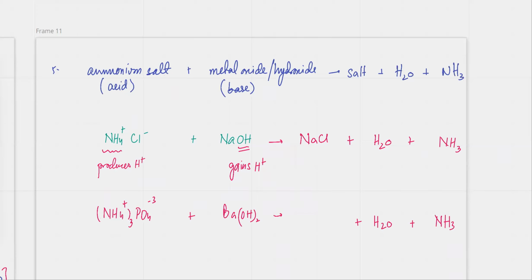So what are you left with? The salt is whatever is left, barium and phosphate. So barium is 2 plus and phosphate is 3 minus, sorry. So it's going to be barium 3 and phosphate would be twice. That's going to be the reaction. That's the salt that's going to be produced. And you can balance this.